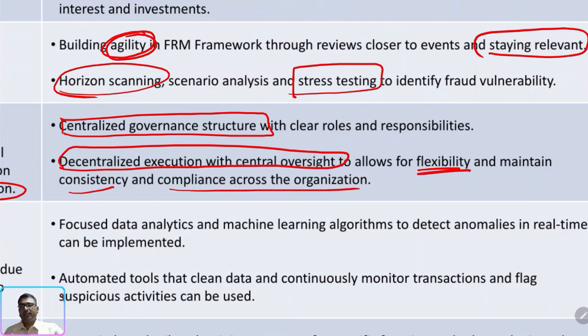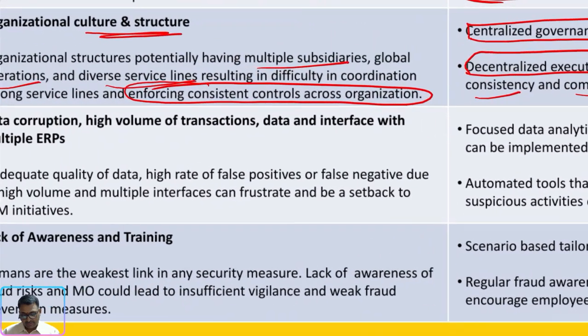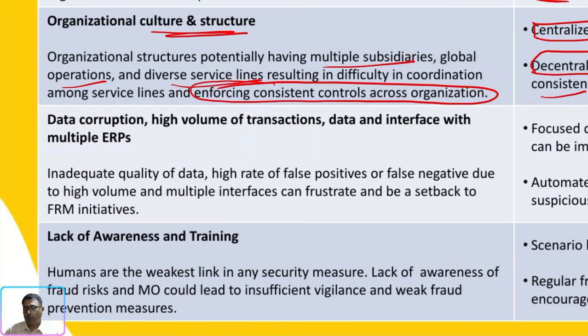We decide what is to be implemented and the acceptable deviations at a central level, giving adequate freedom for execution and the oversight at the decentralized level. It could be different geos, it could be different businesses. But a centralized governance structure is a must to ensure that the FRCM or the FRM is implemented across the organization consistently.